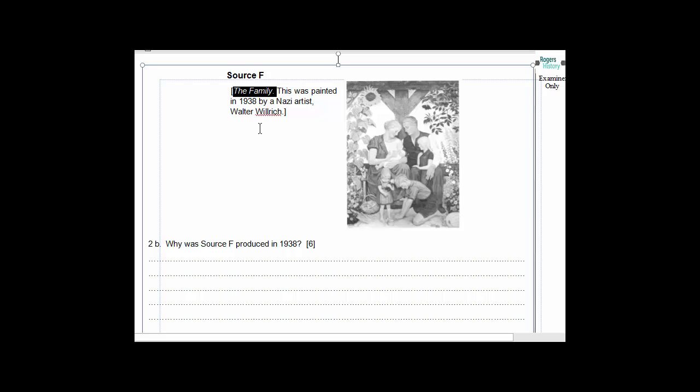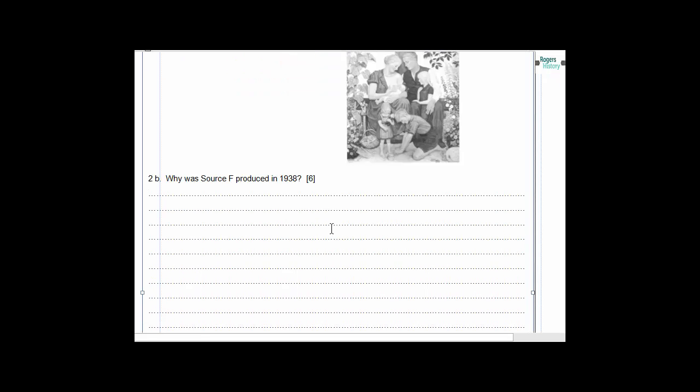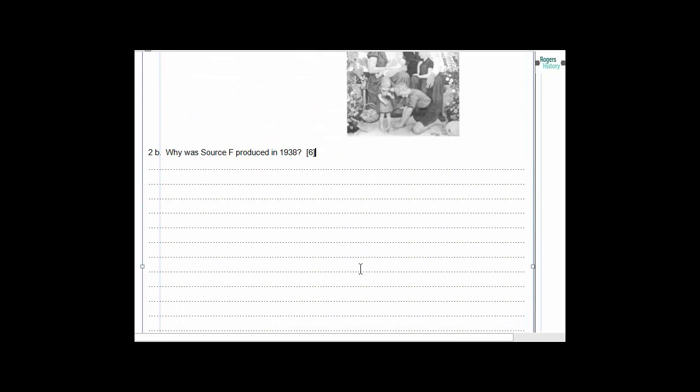And of course, you might want to talk about the importance the Nazis placed on propaganda in the answer. It's worth 6 marks, and there's a fair bit of space there to produce an answer, isn't there? 7 minutes, I would say, for that one. You don't want to spend longer than that on it.